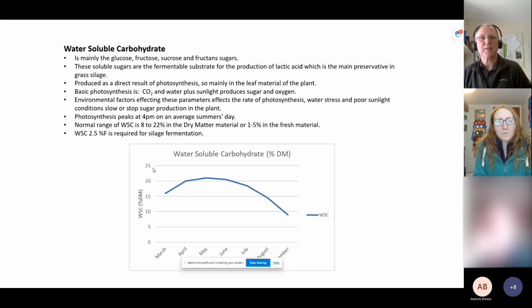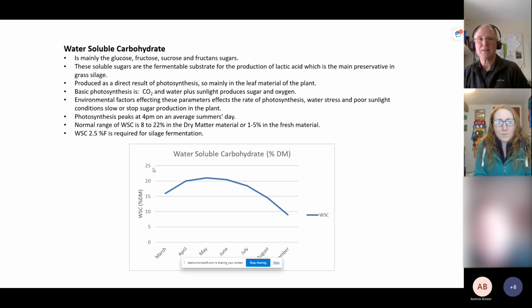So the environmental factors affecting these parameters affect the rate of photosynthesis. Water stress and poor sunlight conditions slow or stop sugar production in the plant. It stands to reason, if you don't put the water and the carbon dioxide in at the initial stages, and have nice sunlight, you certainly won't have any growth. And we all know that as far as the general growth of grass. But it's that biodynamic that we're really considering here, because we actually need the three parts of the equation to give us some form of growth.